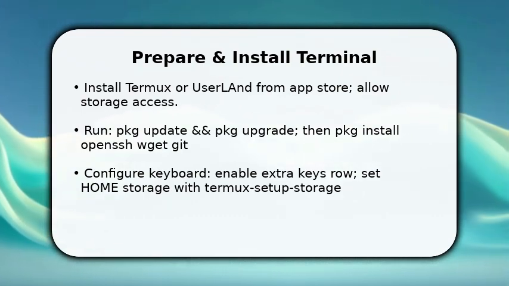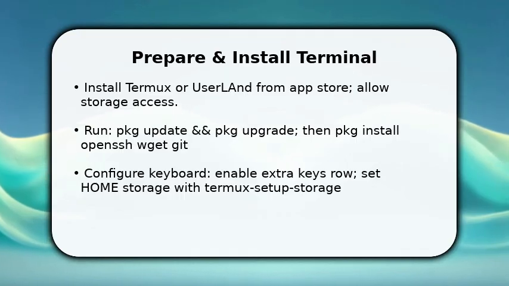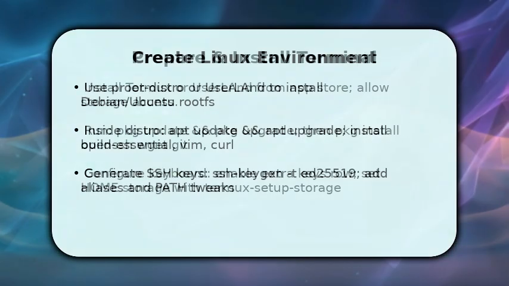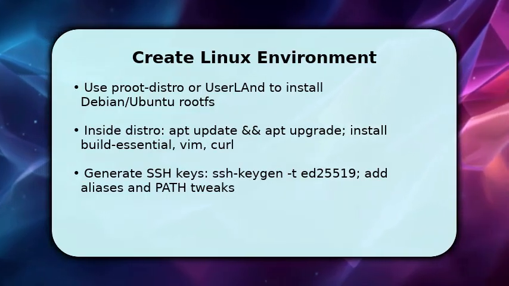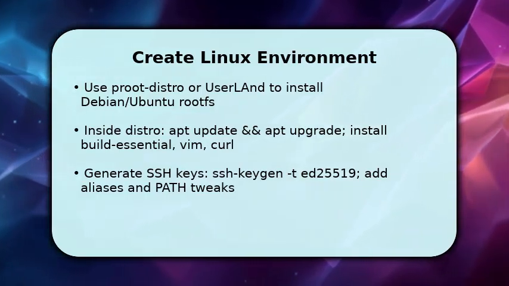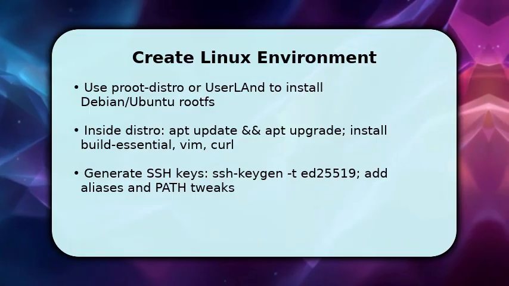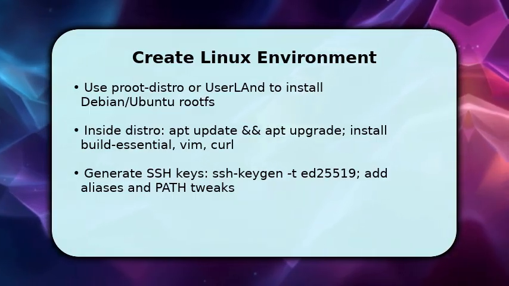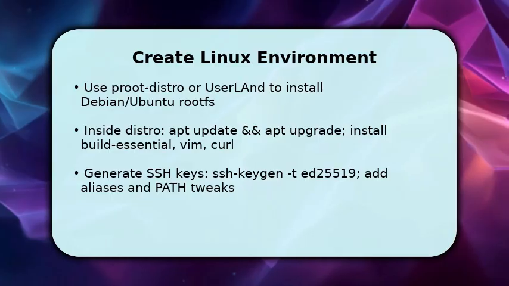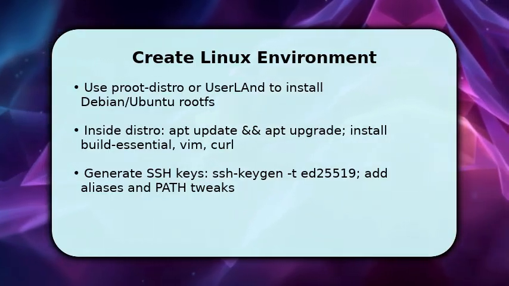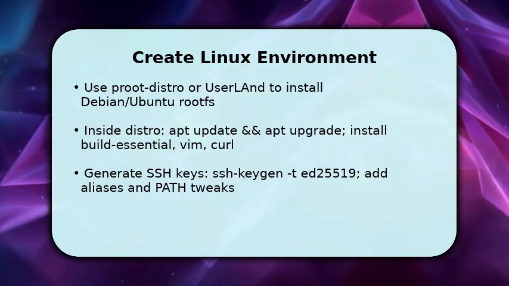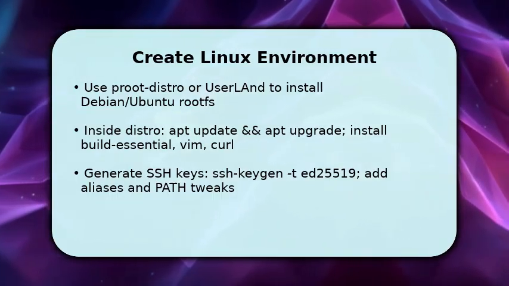Next, create a full Linux root file system using proot-distro or proot and install Debian or Ubuntu. After chrooting in, run apt update and apt upgrade to align packages, then install build-essential, Vim, curl, and other tools you need. Generate SSH keys with ssh-keygen -t ed25519 and copy the public key to authorized_keys for secure remote access.